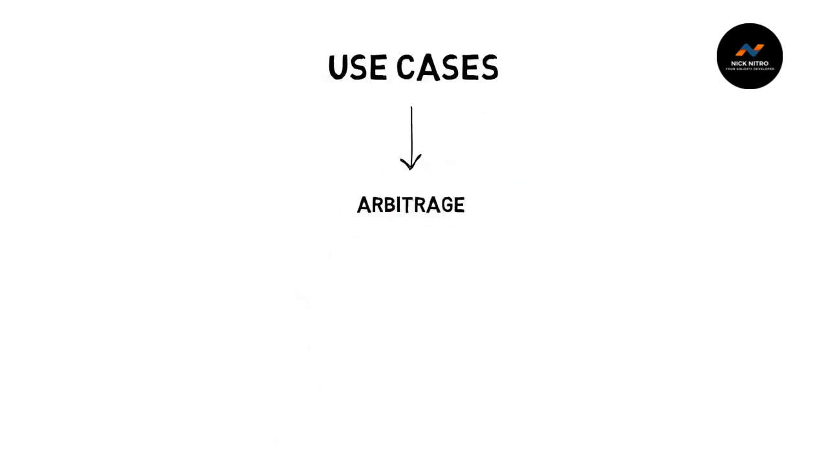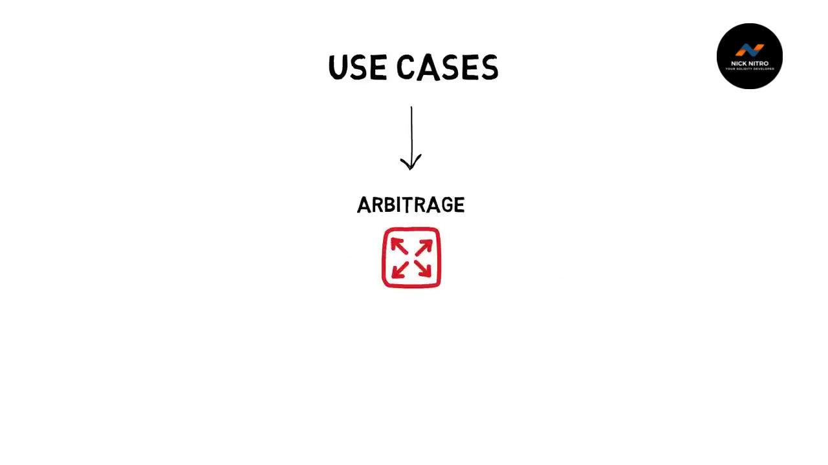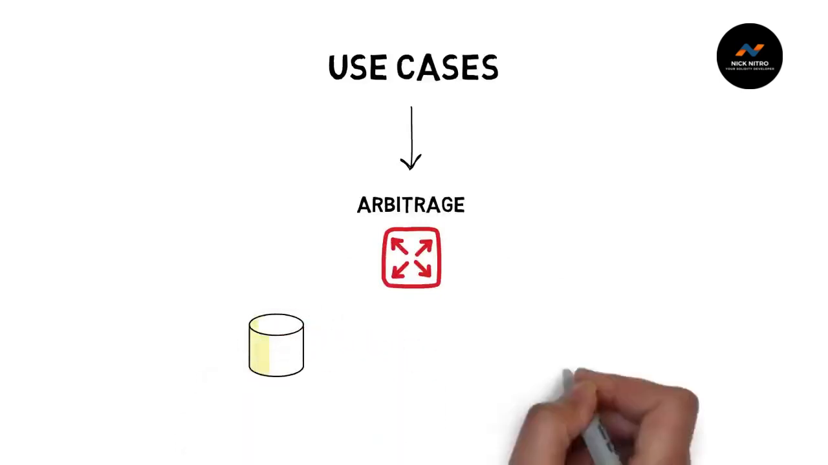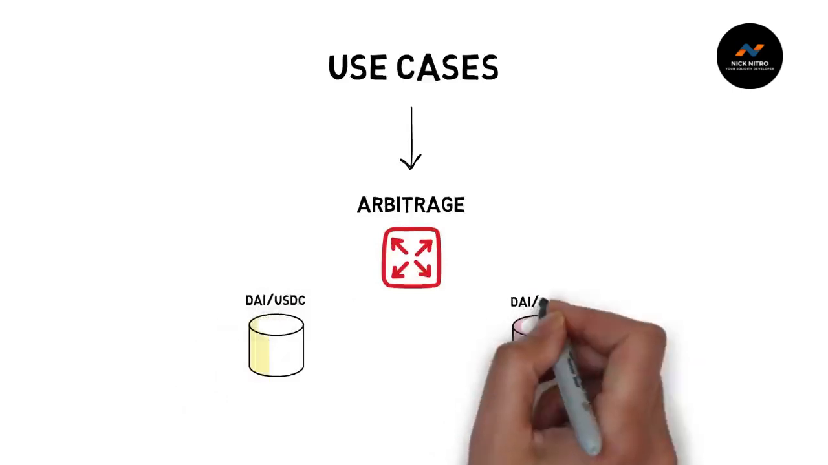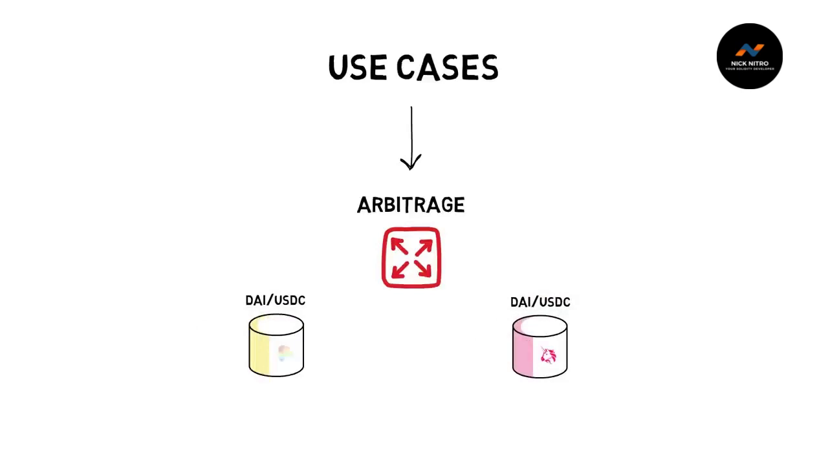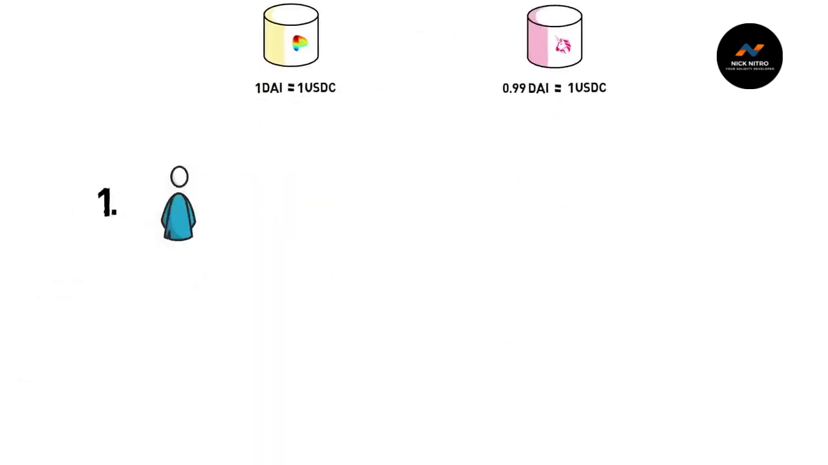Arbitrage. Flash loans can magnify the profit of executing a successful arbitrage opportunity. Let's imagine that there is a price discrepancy in the DAI USDC pools between Uniswap and Curve. You can trade 1 DAI for 1 USDC on Curve, but you only need 0.99 DAI to buy 1 USDC on Uniswap. Now, you can try to execute the following arbitrage.